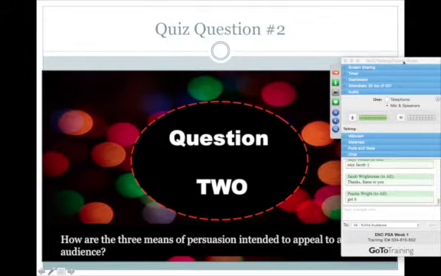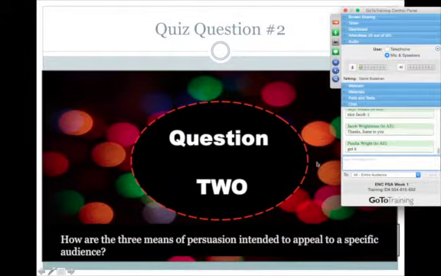So, quiz question number 2. How are the 3 means of persuasion intended to appeal to a specific audience? I should rewrite that question, because I just want you to list the 3 means of persuasion we just went over and explain what they mean, okay?